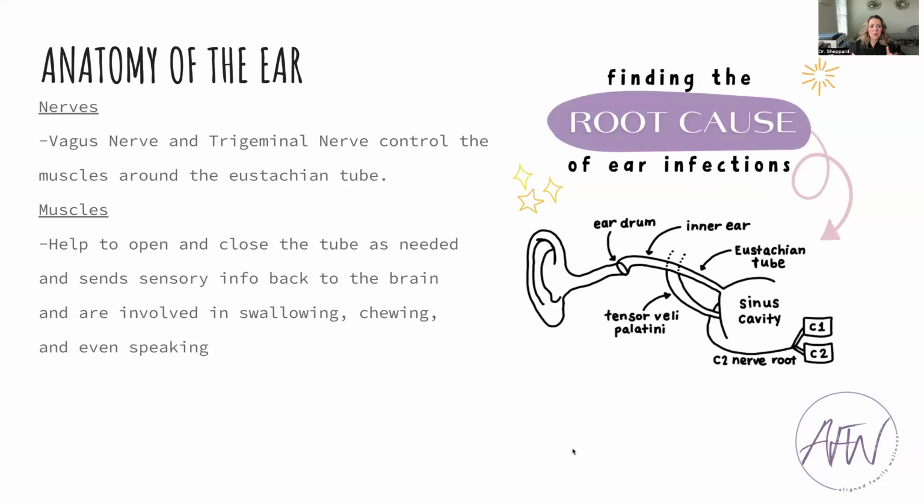Okay, so more anatomy. So the nerves, the vagus nerve, if you guys watch any of my stuff, you know how important the vagus nerve is. The vagus nerve comes from these first and second cervical nerve roots, C1 and C2. The trigeminal nerve is also a cranial nerve that controls the muscles around the eustachian tube. So these nerves help control the muscles. The muscles help to open and close the tube as needed, and it sends sensory information to the brain. And they're also involved with swallowing, chewing, and speaking. That's why all of this stuff is so related. Ears, jaw, throat, sinuses, it's all related.